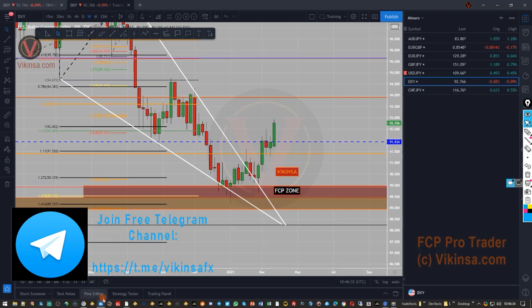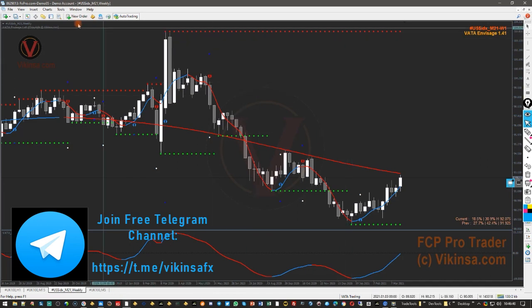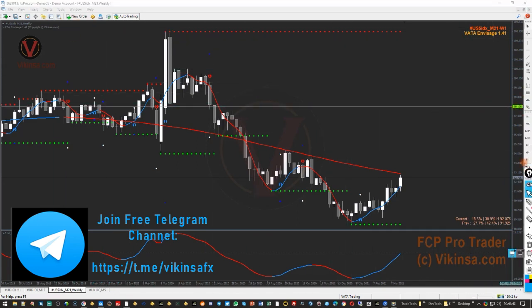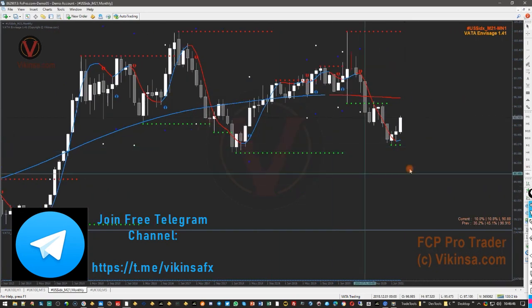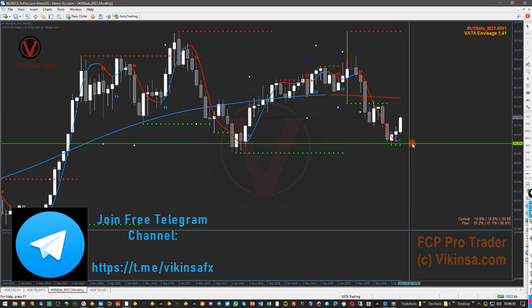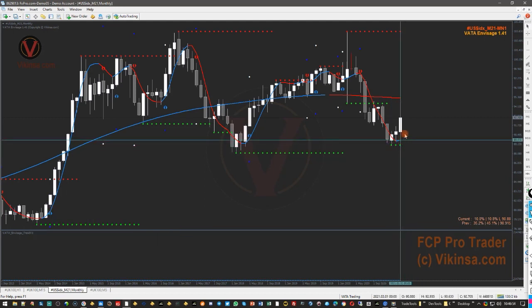Okay, now if I show you another thing which is going to actually make more sense now, is show you the Vata. So on Vata and Visage, let me go to the monthly time frame first, and monthly time frame is already showing a bullish sign here. Let's see how this month actually ends. It is turning bullish right now, and that means that market is expected to go even higher in coming months.